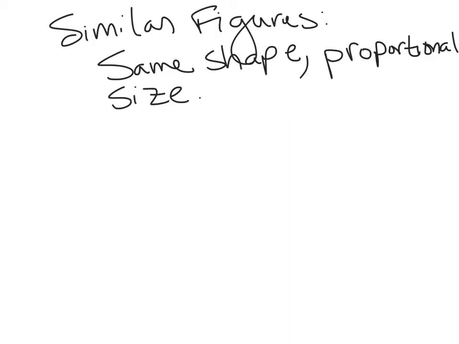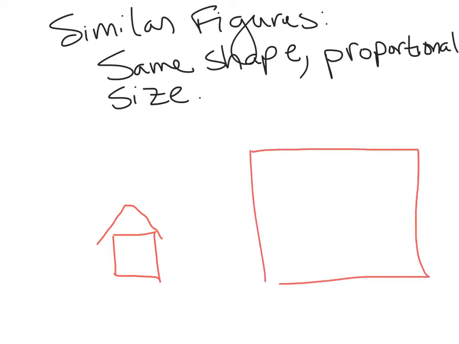So similar figures are figures that have the same shape and proportional sizes. What I generally tell people to think about is a dollhouse and a larger realistic version of that house. They're just enlargements or shrunken versions of each other.